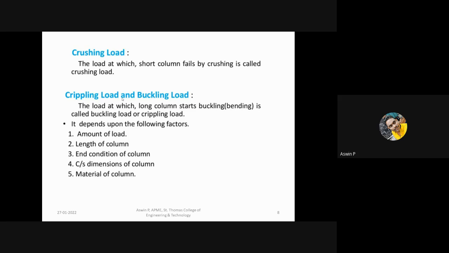Next heading: crippling load and buckling load. Write critical load also in brackets. They may ask what is critical load. Crippling load, buckling load and critical load are the same. Heading: crippling load, buckling load, in brackets critical load.